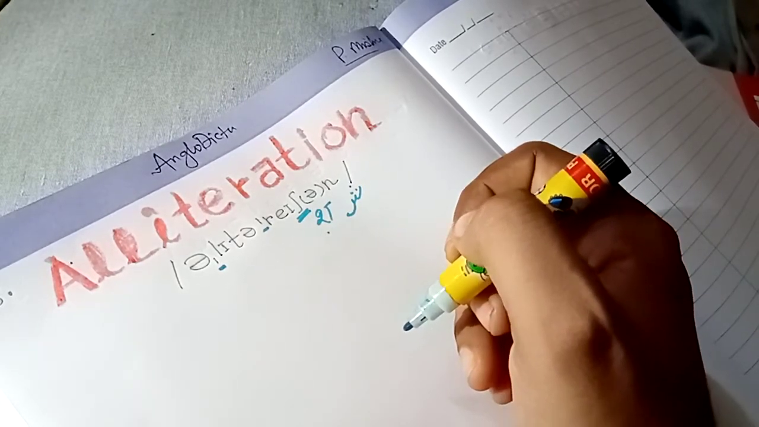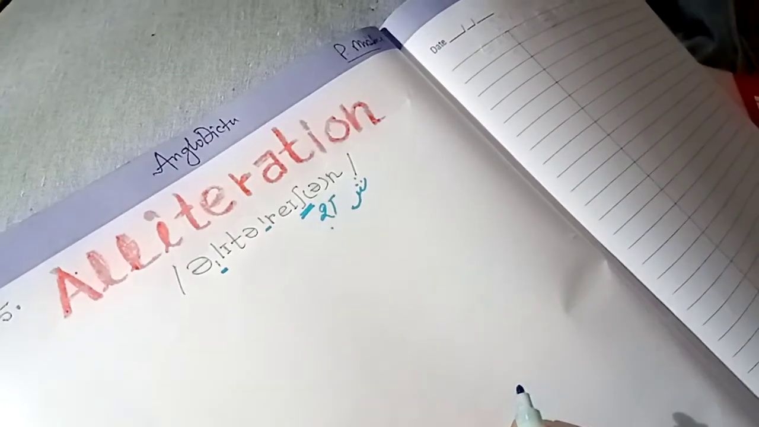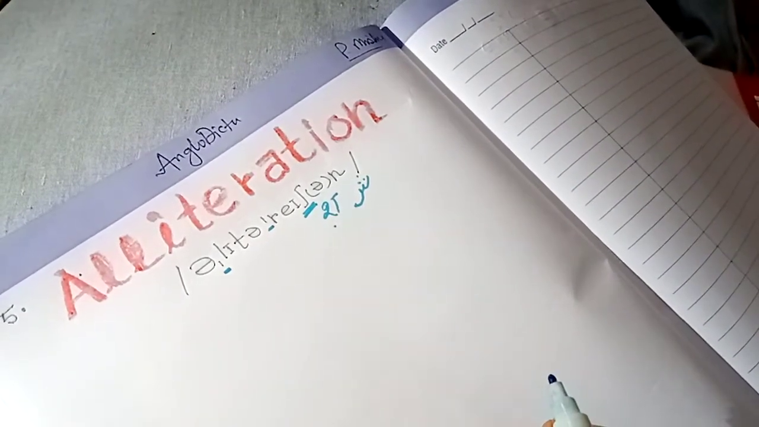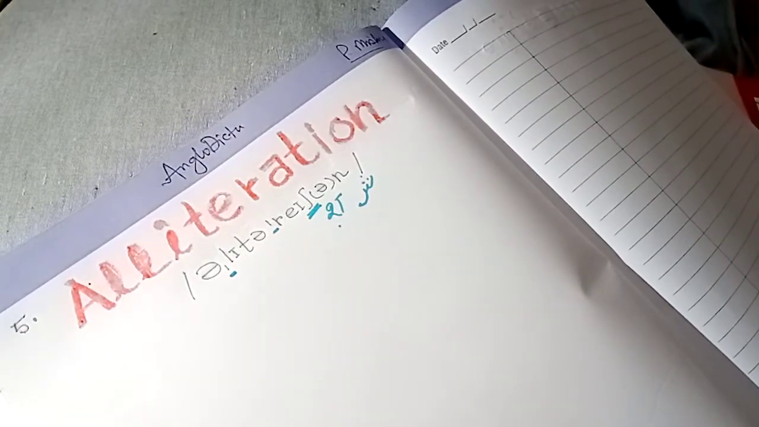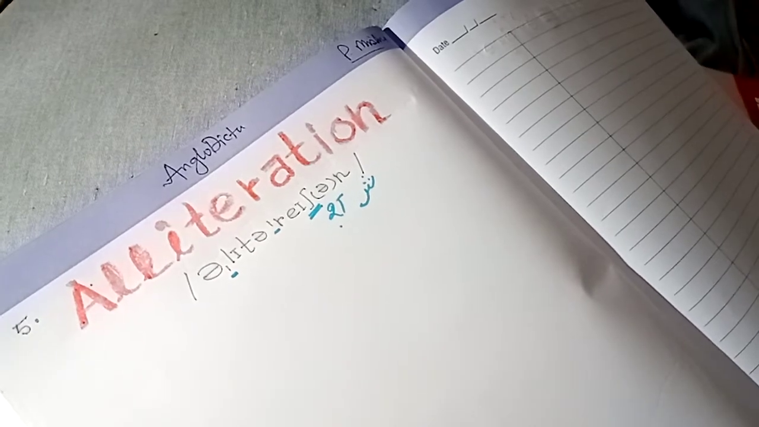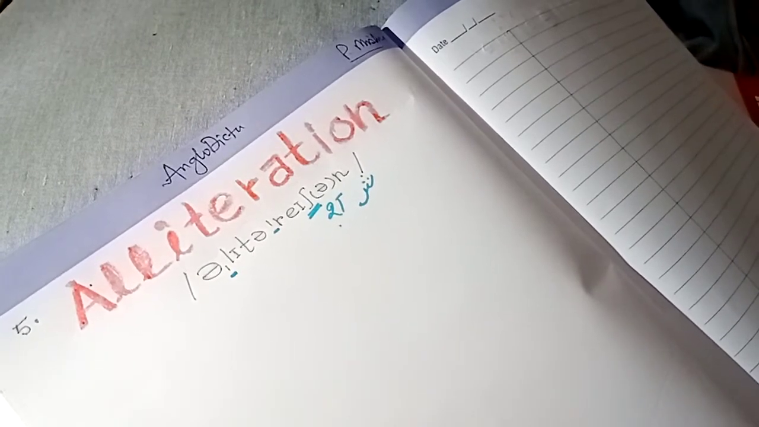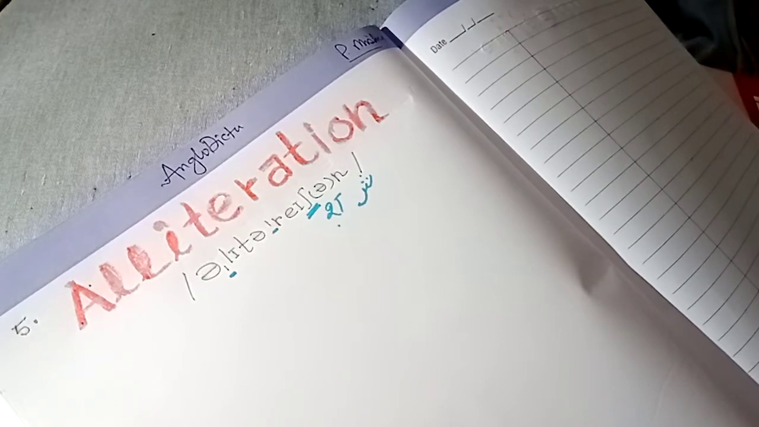By the way, that is the term, alliteration. Now come to the definition part. Alliteration is the repetition of a letter or a sound at the beginning of a succession of words. What have I said? Can you repeat after me? Alliteration is the repetition of a letter or a sound at the beginning of a succession of words. What do you mean by this?